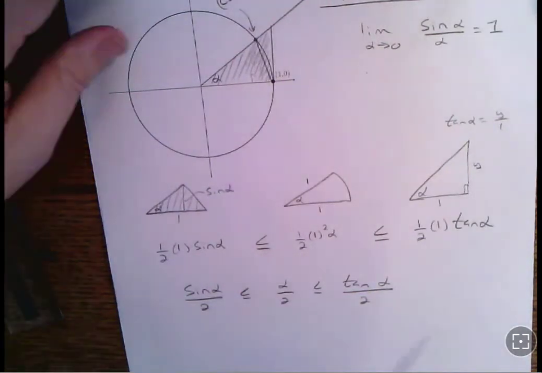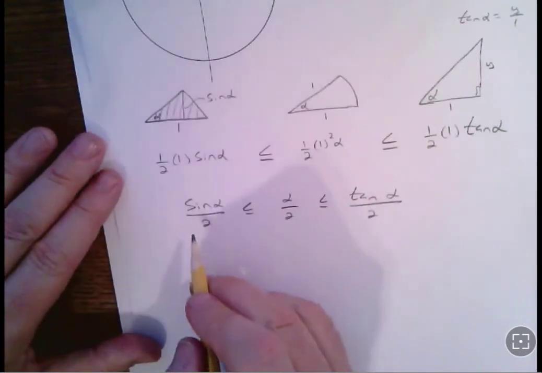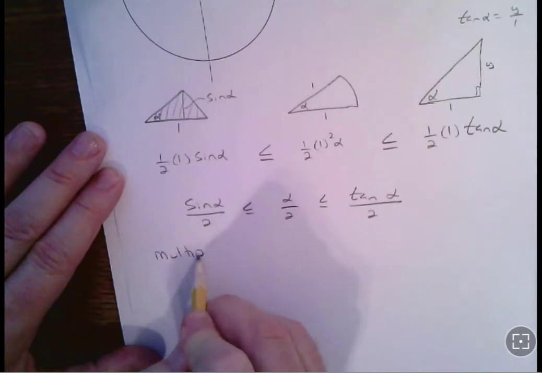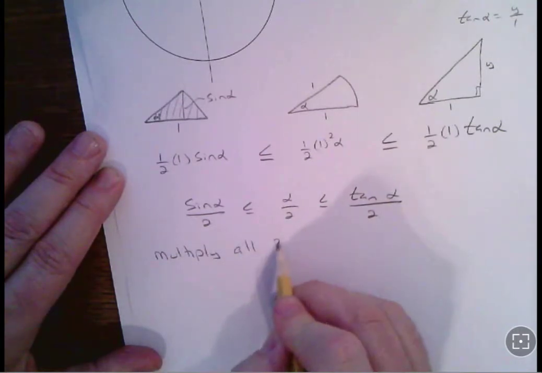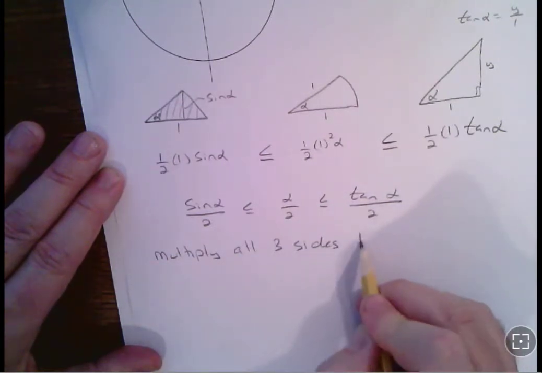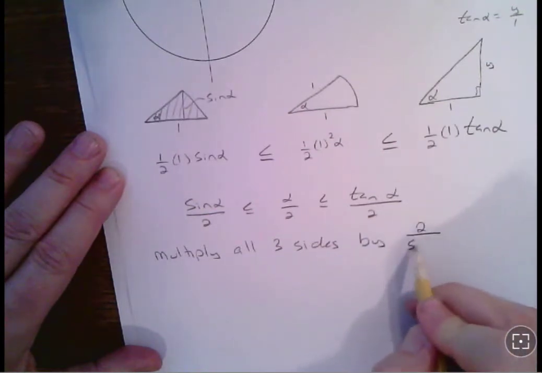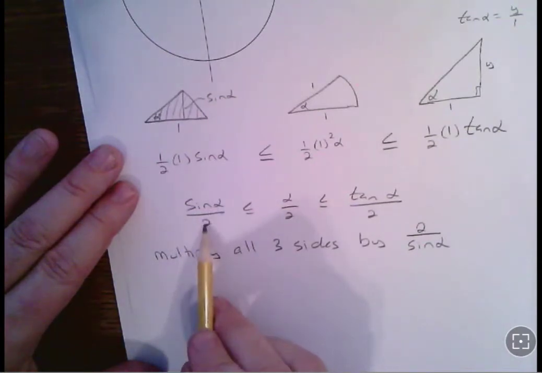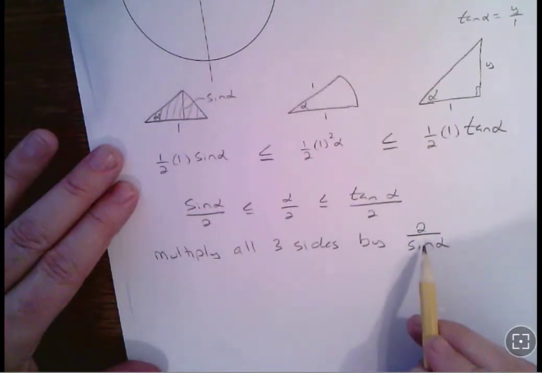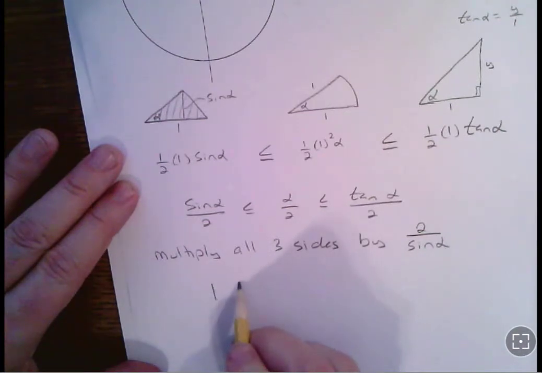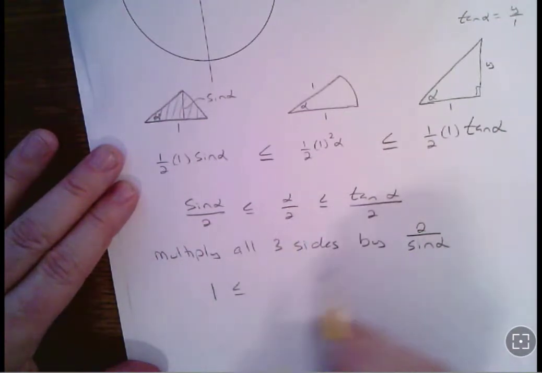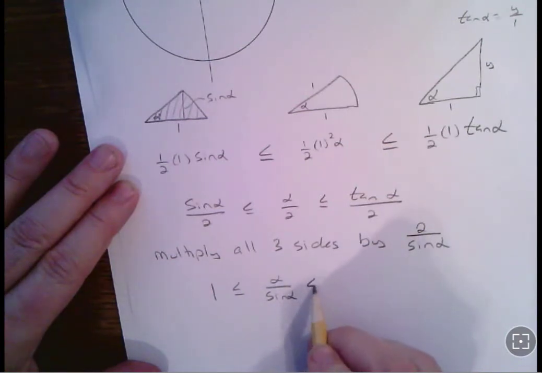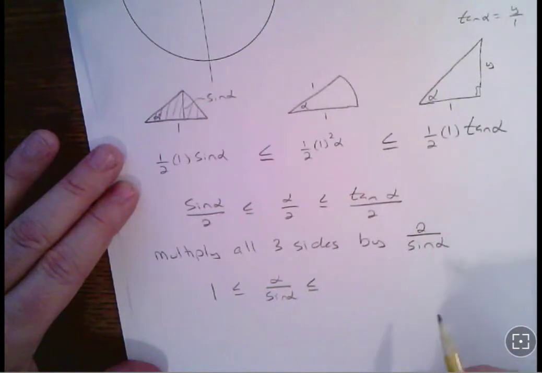Now, because I've done this before and I know how to do this, I am going to multiply all three sides of this inequality by 2 divided by the sine of alpha. What's going to happen? When I multiply sine of alpha divided by 2 by 2 divided by the sine of alpha, that's all going to cancel and give me 1. And then here, the 2's are going to cancel, and I'm going to get alpha divided by the sine of alpha. And then lastly, I will get the tangent divided by 2.